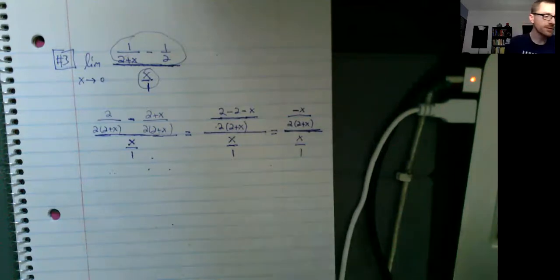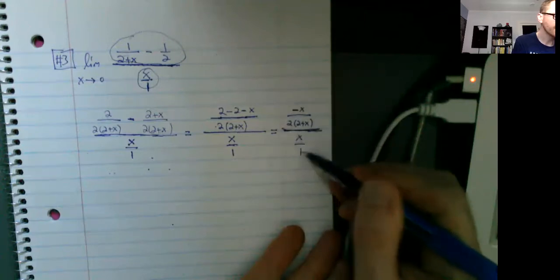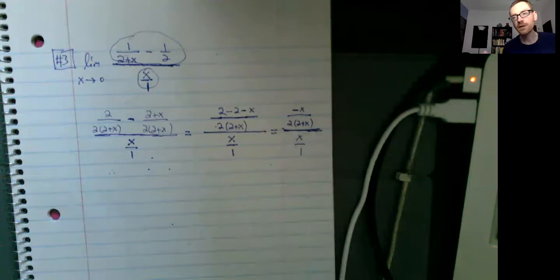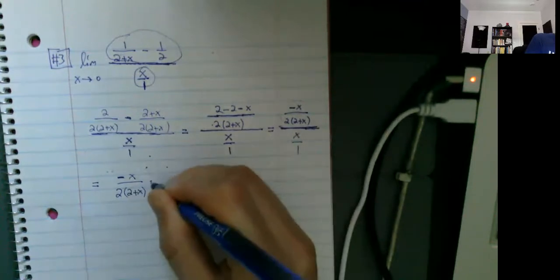Really what's happening is you're taking one fraction, like this one here, and you're dividing by another fraction. Well, dividing by a fraction is the same thing as multiplying by its reciprocal, by its flip. So this is really the same thing as that top fraction, negative x over 2 times (2 plus x), times the reciprocal of the bottom fraction. That's 1 over x.